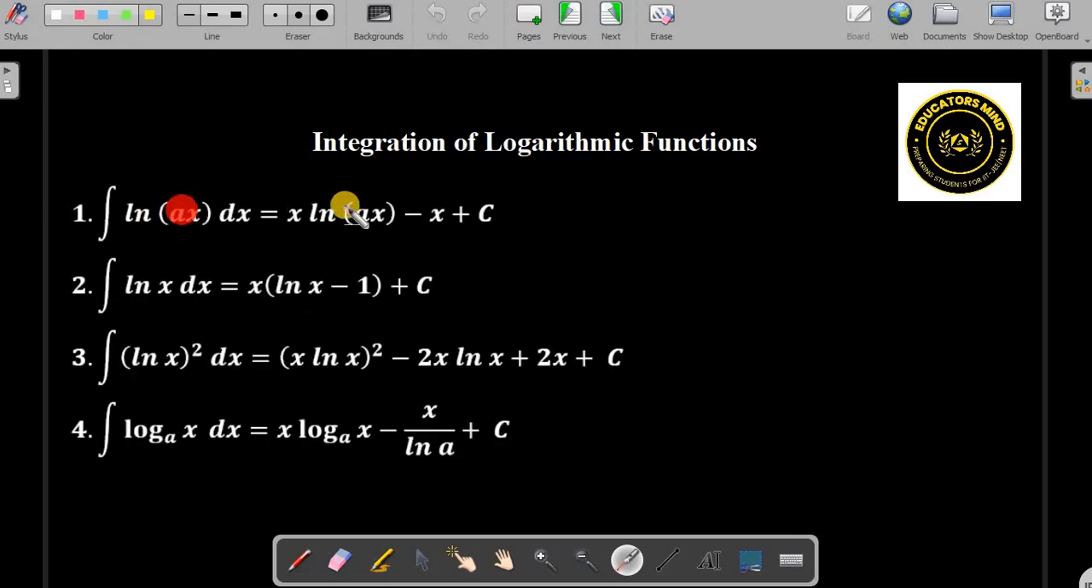Log functions: integral of ln ax is x ln ax minus x plus c. So for ln x, that means a is going to be 1 here, you substitute a as 1, then x can be taken as common: x times ln x minus 1 plus c. Integral of ln x whole square is x ln x whole square minus 2x ln x plus 2x plus c. Now if the base is different, integral of log base a of x is x log base a of x minus x by ln a plus c.